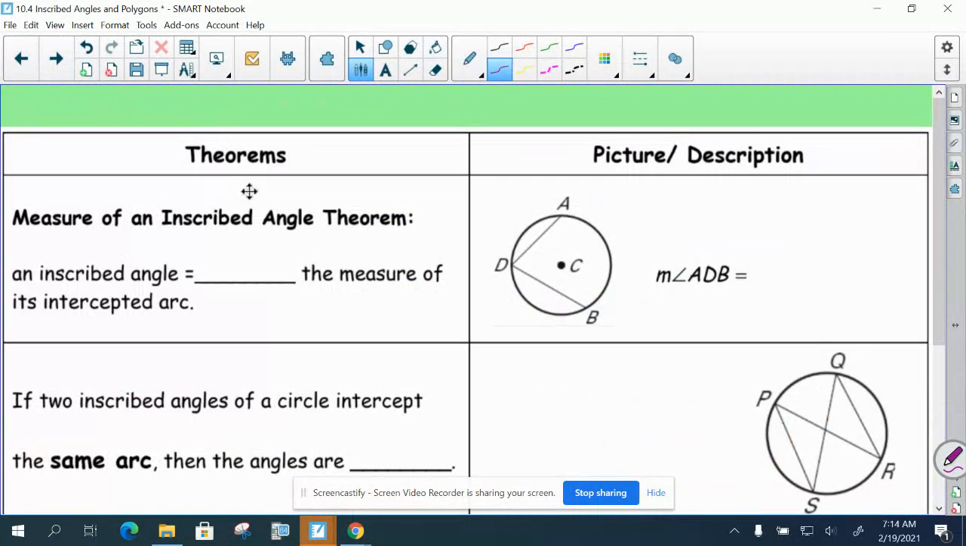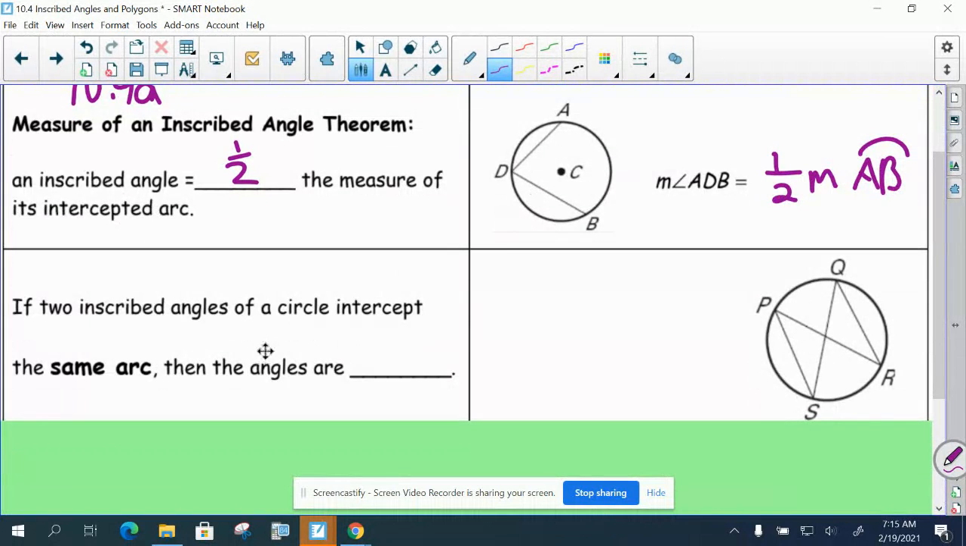Okay, moving along. So a couple theorems here. The measure of an inscribed angle is what we talked about. The measure of an inscribed angle is 1/2 the measure of its intercepted arc. So the measure of angle ADB is 1/2 of the measure of arc AB. And we'll call this 10.4, kind of like what we did in the last lesson.